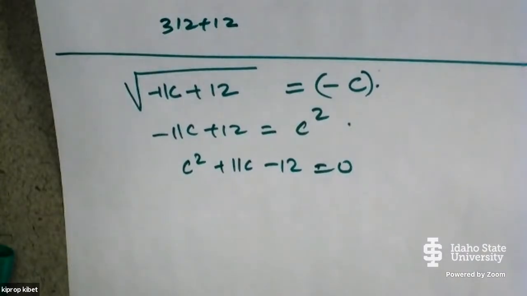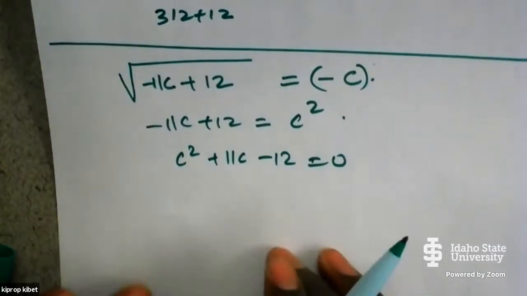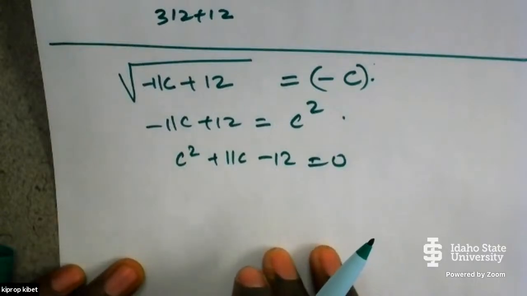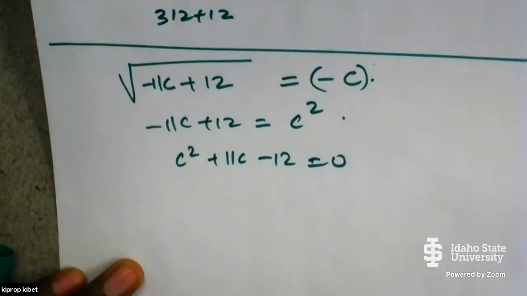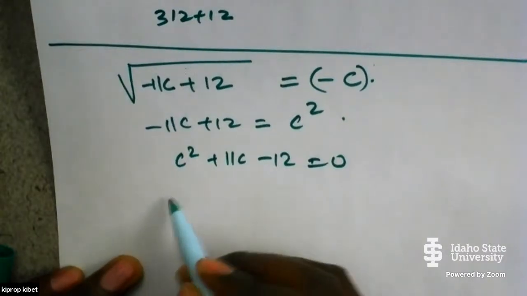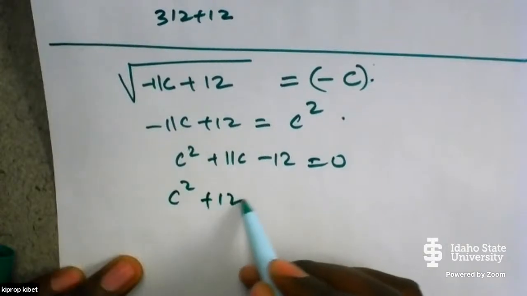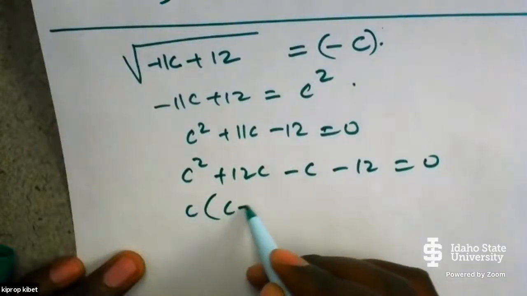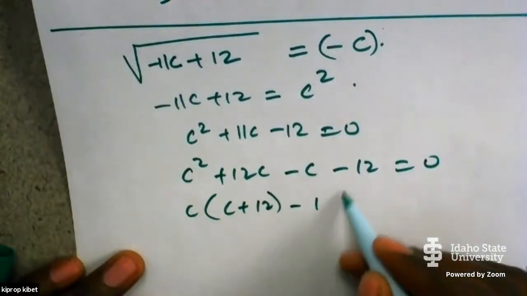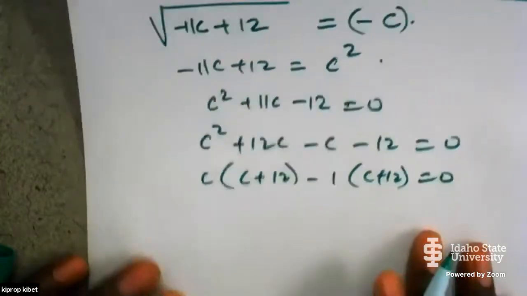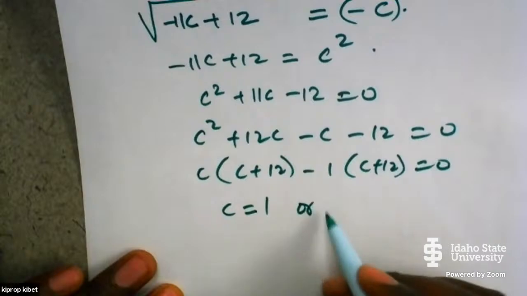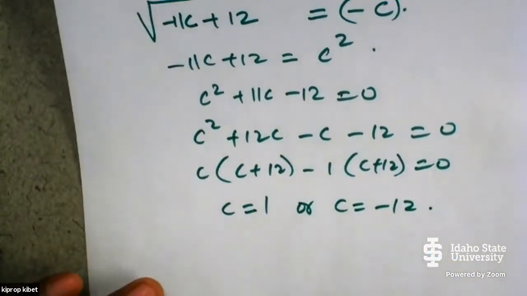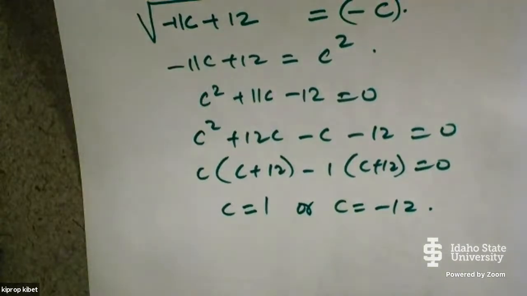Okay, so the product is minus 12, the sum is 11. What are the two numbers? 12 and minus 1, right? So c squared plus 12c minus c minus 12 equals to 0. So c plus 12, minus 1, c plus 12 equals to 0. So c equals to 1 or c equals to minus 12.